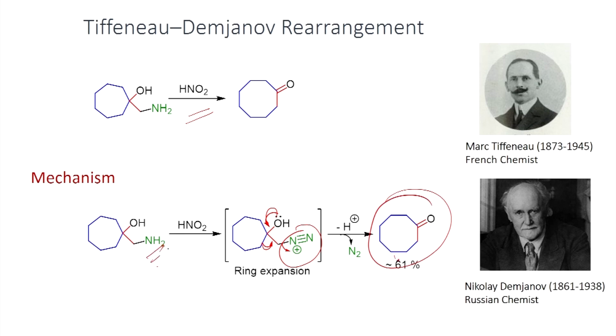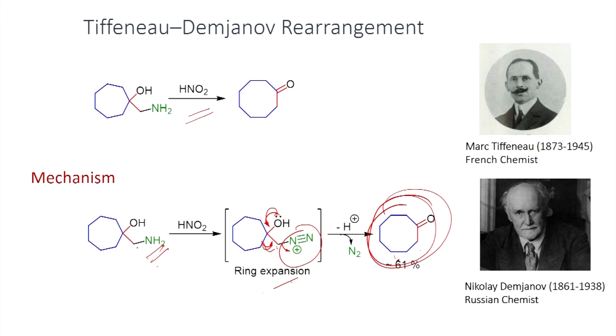You can also try, once you form the diazonium salt, which is not stable, to convert it into the carbocation. Once you have the carbocation, it can undergo rearrangement. As you can see here, through ring expansion, you will be able to get the cyclooctanone as the derivative.